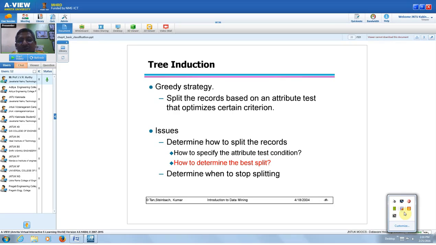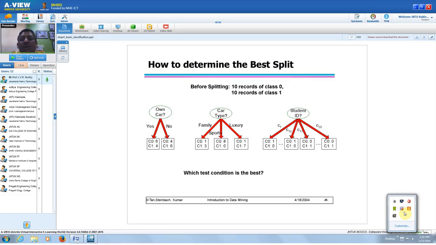So determine how to split the record space. We discussed that you can have a binary split of nominal attributes, and ordinal attributes we discussed, and how the numerical attributes also can be distributed, we discussed. Right? And yesterday I gave you an example.